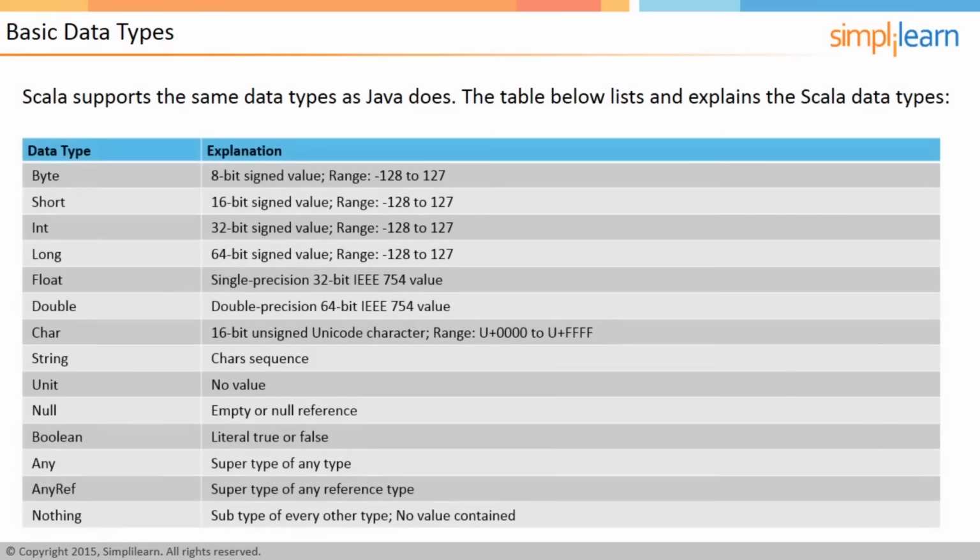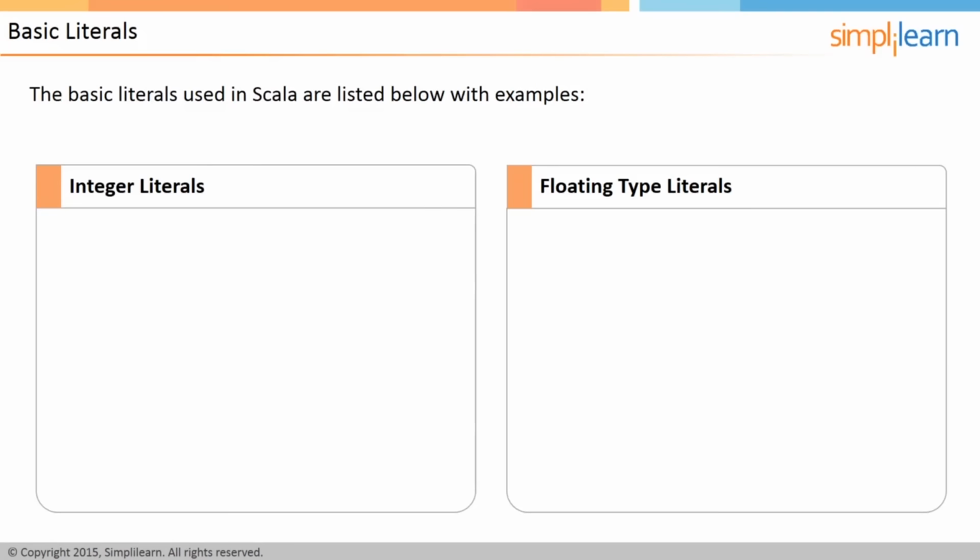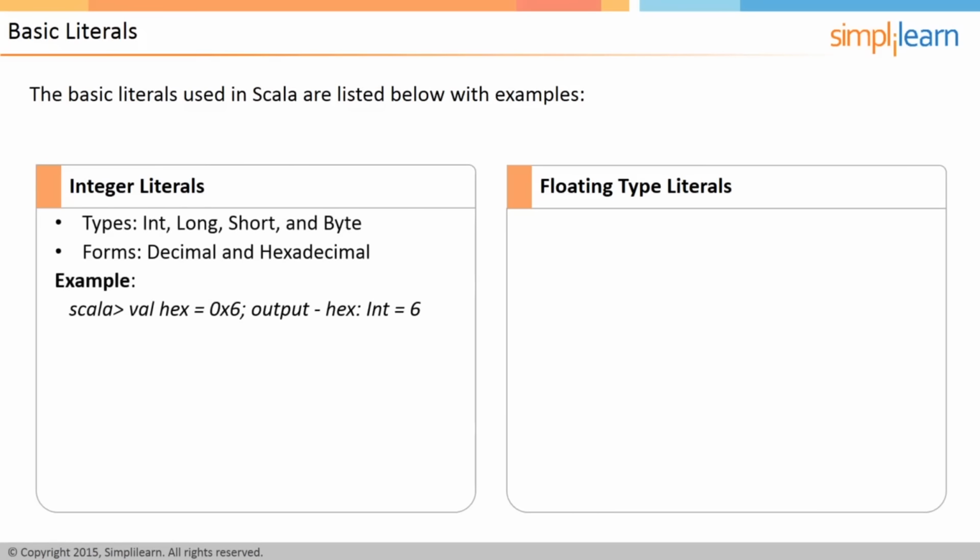Let's first discuss the integer and floating type literals. Integer literals are of integer, long, short, and byte types. They are available in two forms, decimal and hexadecimal. An example is given on the screen. On the other hand, floating point literals contain decimal digits. They may optionally have a decimal point and may optionally be followed by an e and an exponent. A few examples for defining such literals are given on the screen.